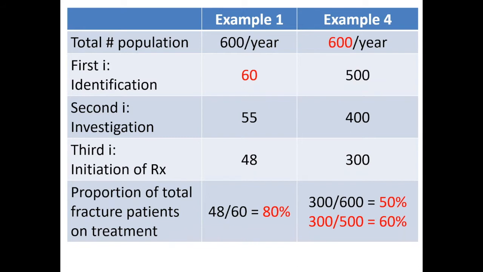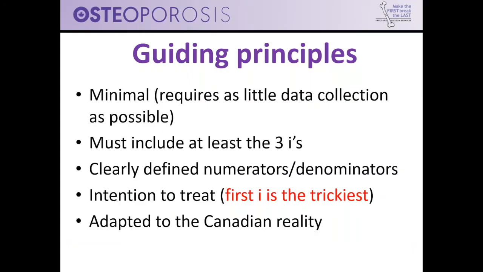It's about making sure that it's the right numerators and denominators. Otherwise, the FLS won't be showing the right results. So when the task force was struck to develop the FLS indicators for Canada, they had some clear guiding principles.